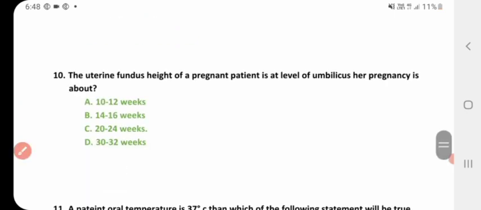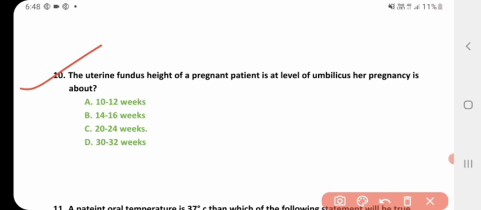Next, 10th: the uterine fundus height of a pregnant patient is at the level of the umbilicus when pregnancy is about 10 to 12 weeks, 14 to 16 weeks, 20 to 24 weeks, or 30 to 32 weeks. So the right answer is 20 to 24 weeks. Option C.